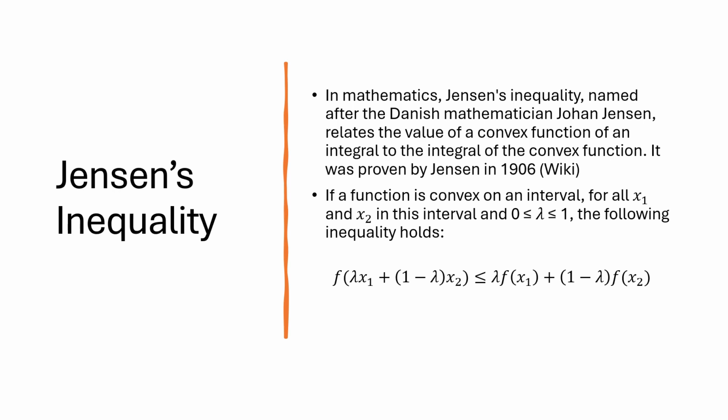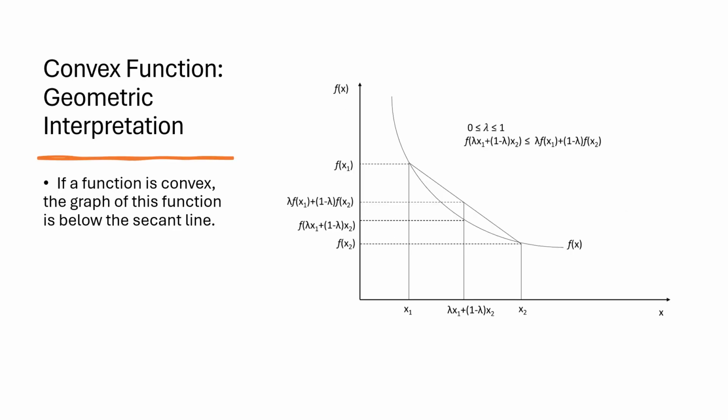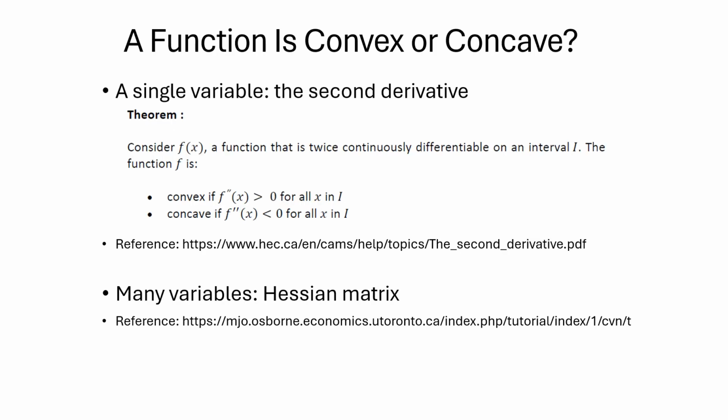If a function is convex on an interval, for all x1 and x2 in this interval and 0 ≤ lambda ≤ 1, the following inequality holds. This figure illustrates the concept of convexity using a simple geometric interpretation. If a function is convex, the graph of this function is below the secant line. I provide some further reading materials to evaluate convexity or concavity of functions.